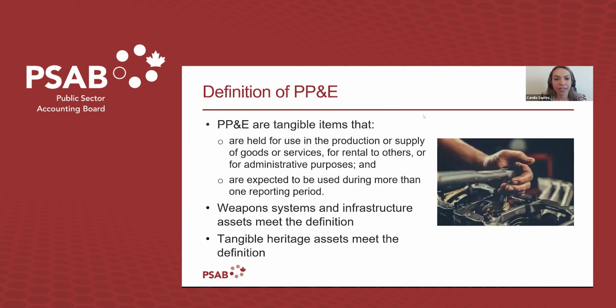On this slide, we have the definition of PP&E: tangible items that are held for use in production or supply of goods or service, for rental to others, or for administrative purposes, and are also expected to be used during more than one reporting period. Specialized military equipment and infrastructure assets will normally meet this definition.